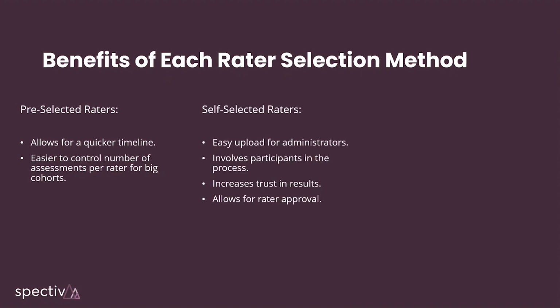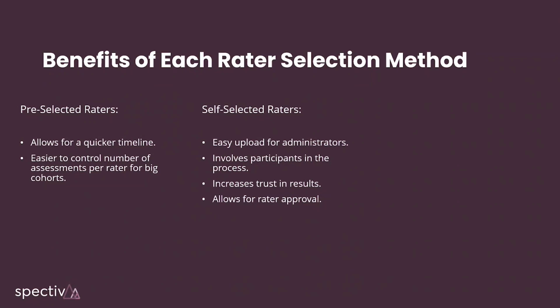The self-selected rater approach provides an easy upload for the administrators. You'll only need to upload the participants, but won't have to worry about any of the raters. It also involves the participants in the process. This allows them to select their own raters. They know who's going to be rating them, and it also will increase the trust in the results. If they were the ones that selected who is going to be rating them, as opposed to having this more forced upon them and having their raters chosen for them, they tend to be a bit more open to the feedback. Now, the self-selected rater approach does allow for rater approval.